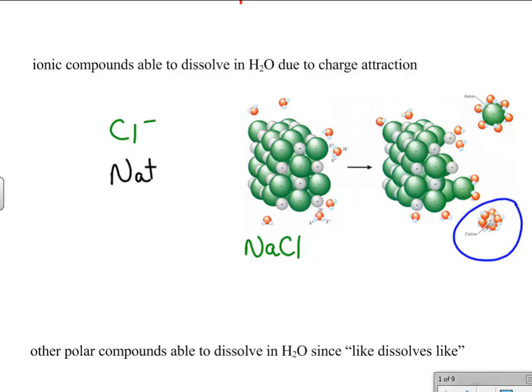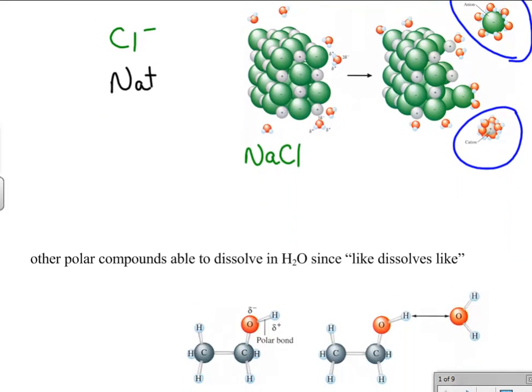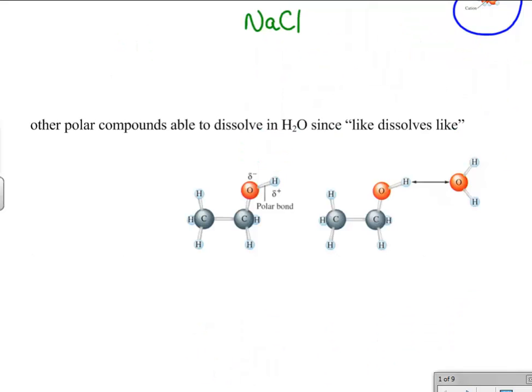So what we have circled is sodium ions surrounded by the oxygen end of the water. What we have circled here is the chloride ions being surrounded by the hydrogen ends of the water. This pulls them out of the crystal and into solution. Other polar compounds will dissolve in water, such as alcohols and sugars, because they have polar ends. The polar end of one molecule is going to attract the polar ends of other molecules.